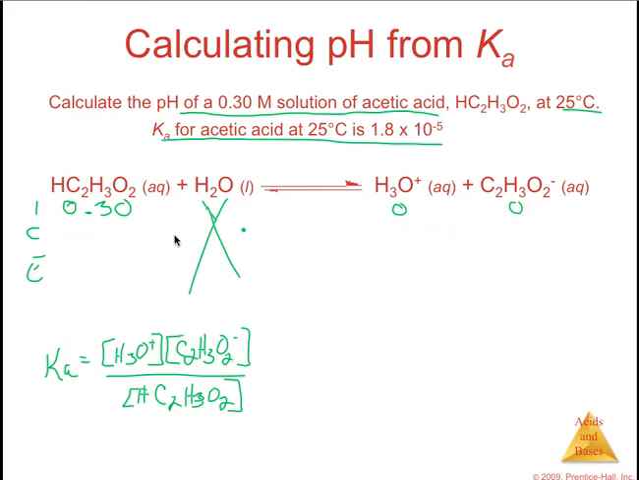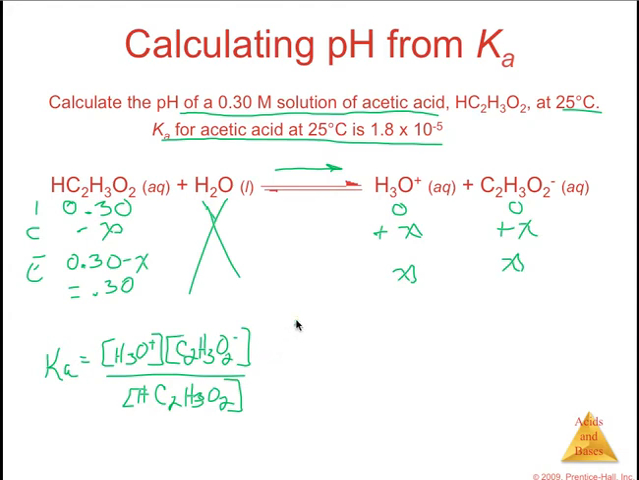So which way is the equilibrium going to shift? It is going to shift this way to set up the equilibrium. So I am going to lose some acetic acid concentration, gain hydronium, and gain the acetate ion concentration. So at equilibrium, the concentration of the acid is 0.3 minus X, hydronium is X, and the acetate is X. We're going to assume, since the Ka is 10 to the negative 5, that there is very little dissociation going on, and we're going to call that 0.3.